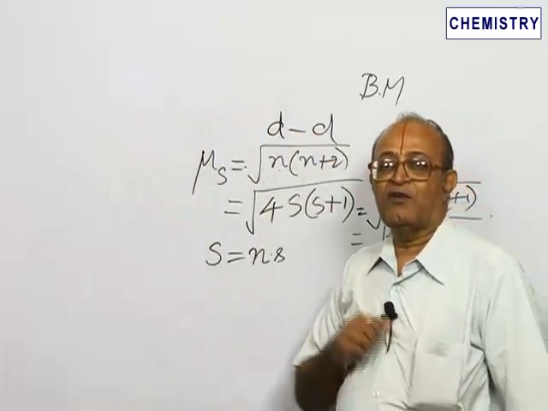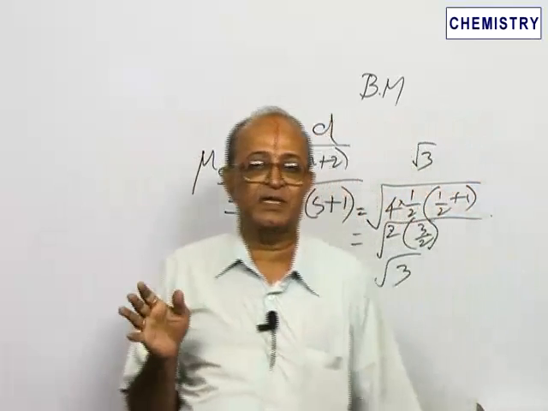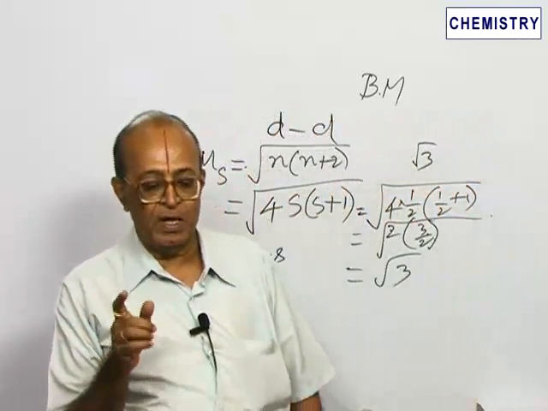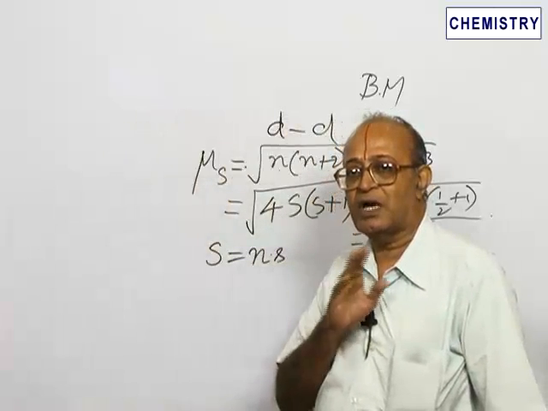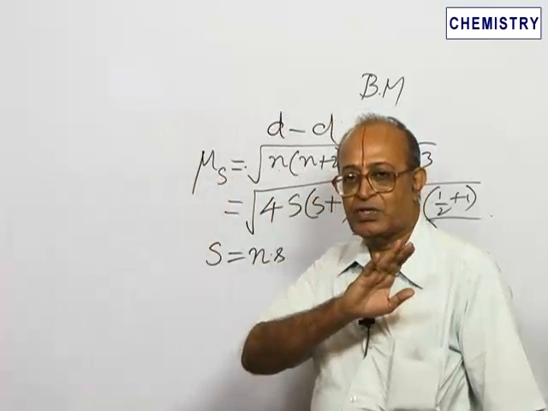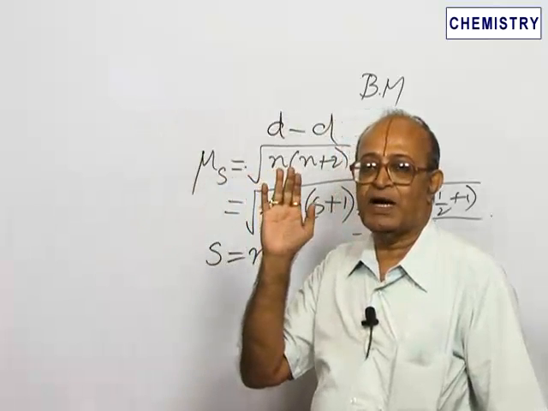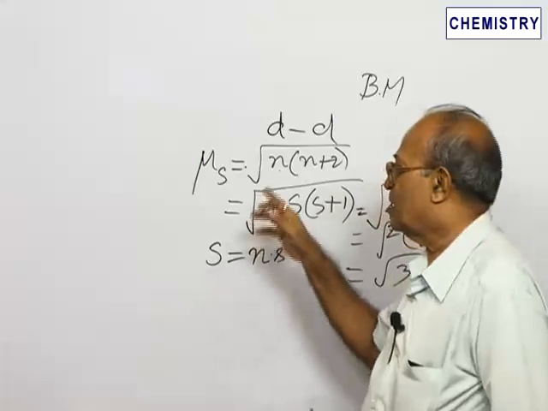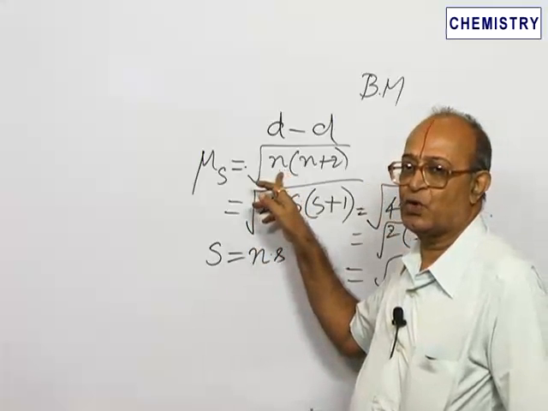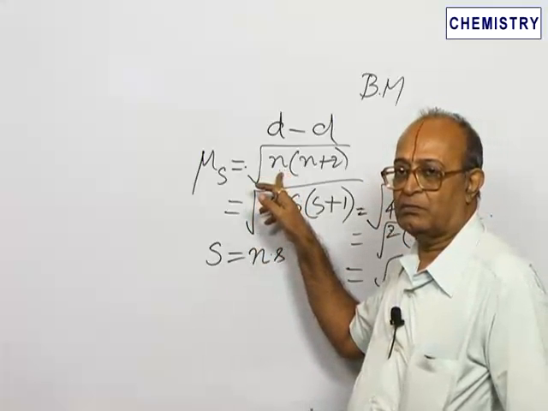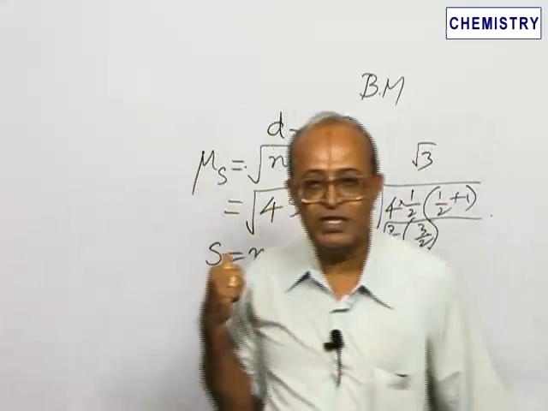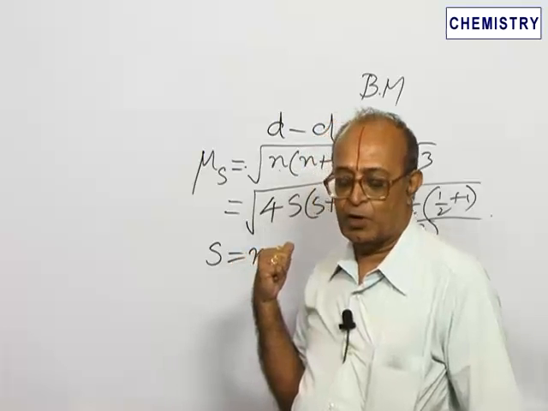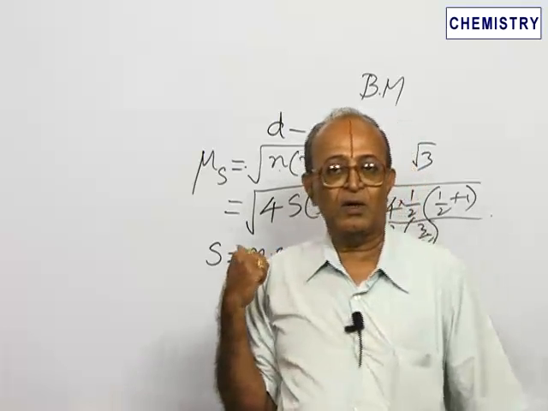For diamagnetic substances, already I have told you, diamagnetism means all the electrons are paired. There is not even a single unpaired electron. That means for a diamagnetic compound, usually we assume n equal to 0. So these spin only magnetic moment expressions are applicable to paramagnetic compounds.